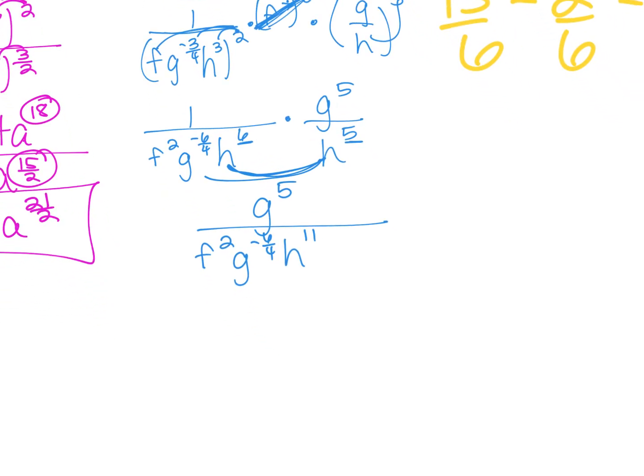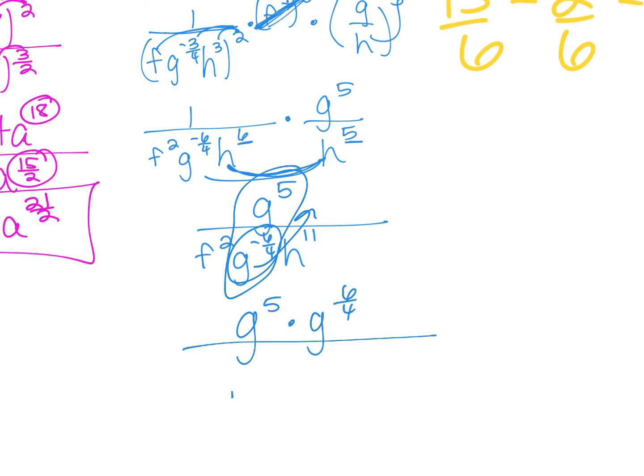All right, now I notice that I have a g on top and a g on bottom. But since this is a negative here, I'm going to go ahead and just move that piece up to the top. So I'm going to have g to the 5th times g. Now it's positive 6 over 4. And then f squared h to the 11th.